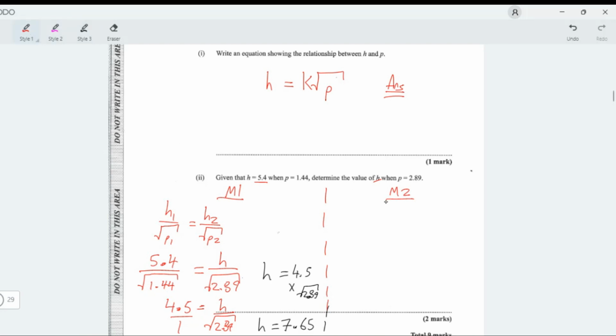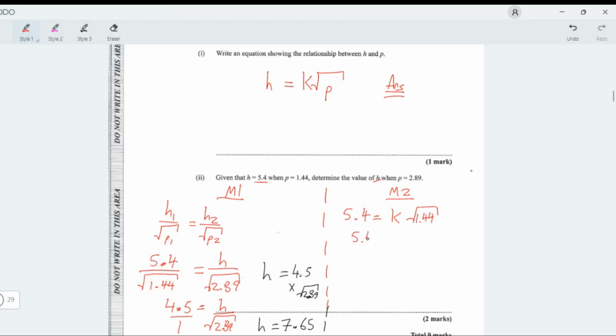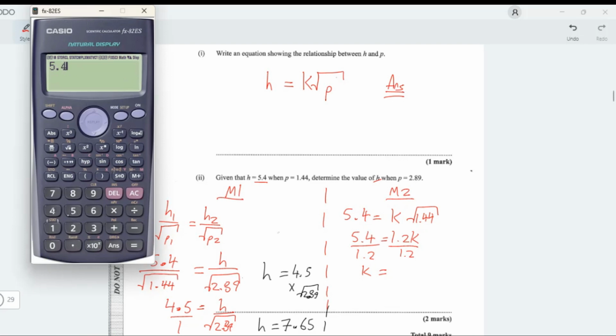Method 2 now, which many might be used to, tells you to find k first. So in this case, you'd say 5.4 is equal to k times the square root of 1.44. When you square root 1.44, we get 1.2. We're saying 5.4 equals 1.2k. And we divide both sides by 1.2 to get k. So 5.4 divided by 1.2, we get k is 4.5.